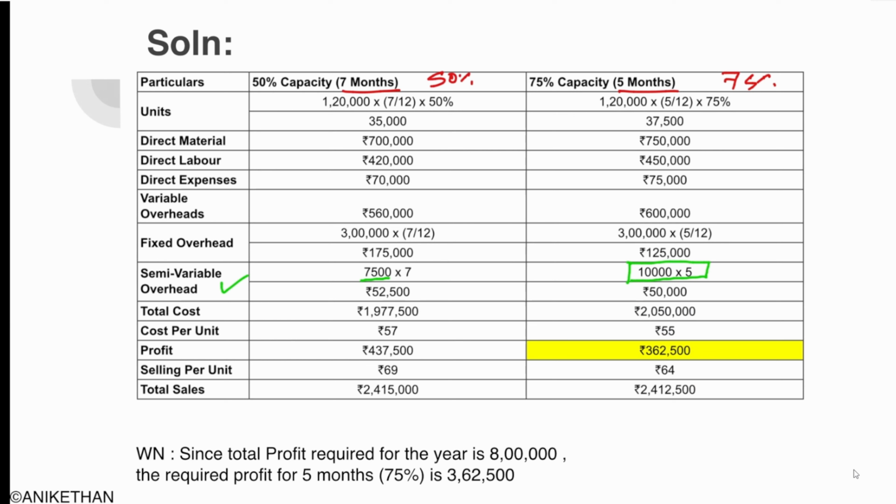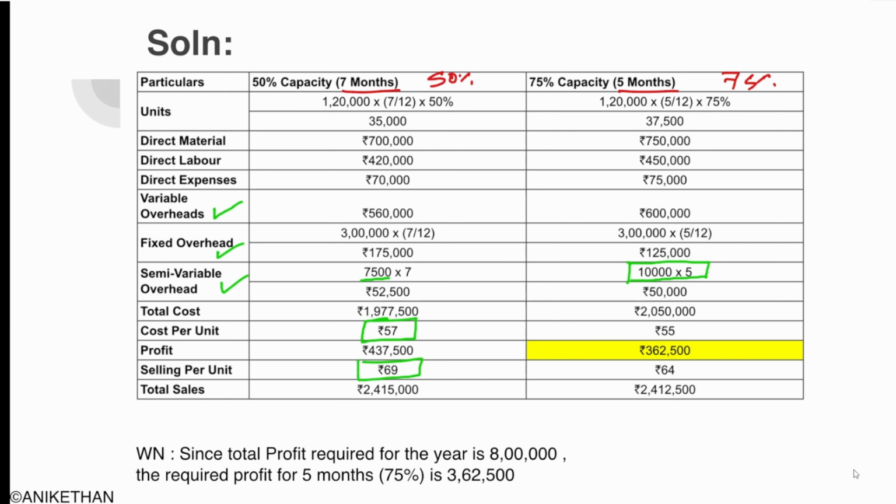Fixed overhead is divided equally into all the months. So this is also taken care. Variable overhead is with respect to the number of units. This is taken care. So when I do this, I will get cost per unit for the first period as 57. And then selling price I already know, 69.